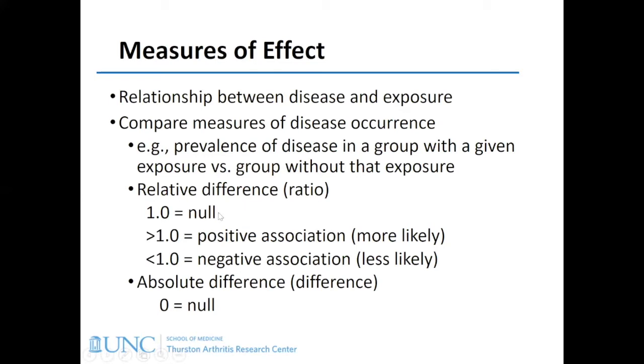And just for interpretation, we consider a null finding to be a ratio of 1. Anything where it's more than 1, that's a positive association, so we're more likely to see a disease in a group that's exposed than non-exposed. If it's less than 1, we consider that a negative association. And then another thing that can be calculated are absolute differences. And for that, a null would be 0. But the examples I'm going to be giving are with ratios, because I think that's more of what you'll be seeing this summer.